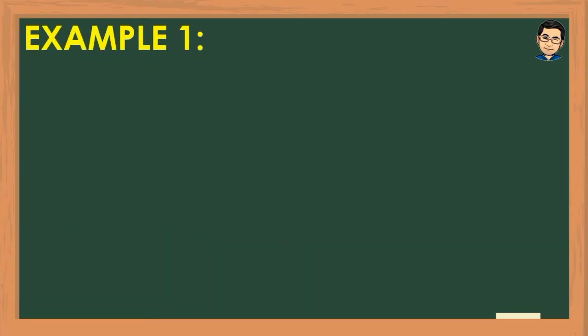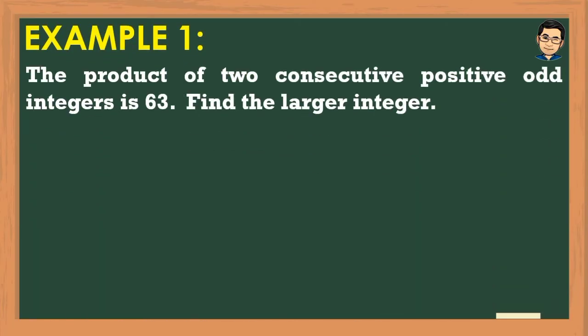So let's have problem number 1. The product of two consecutive positive odd integers is 63. Find the larger integer. So we have there the word consecutive. Pag sinabi po natin consecutive, magkakasunod. And then positive odd. So meron po tayong dito odd integers.